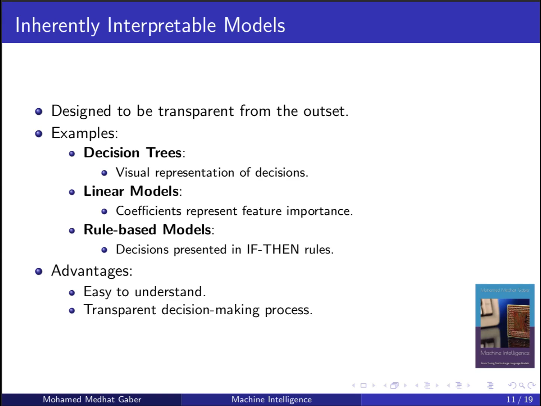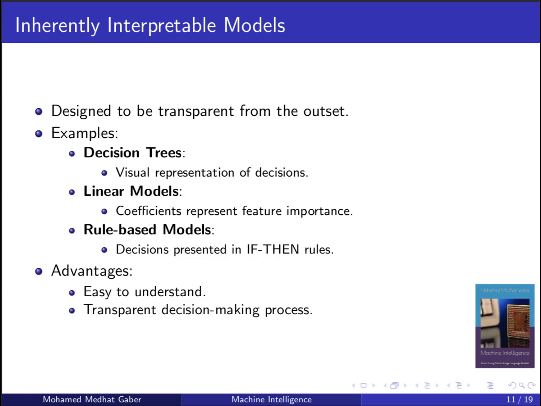Linear models, such as linear regression and logistic regression, are also inherently interpretable. In these models, the output is a linear combination of the input features. The coefficients associated with each feature directly indicate the strength and direction of its influence on the outcome. By examining these coefficients, users can understand which factors are most significant in the model's predictions.